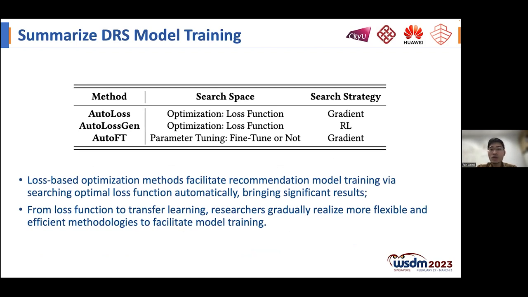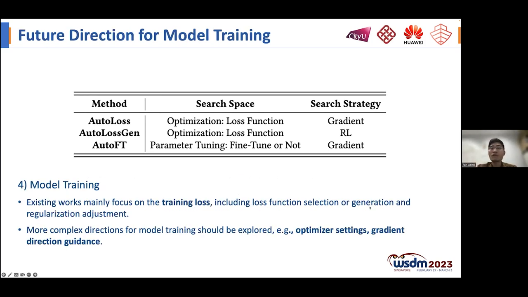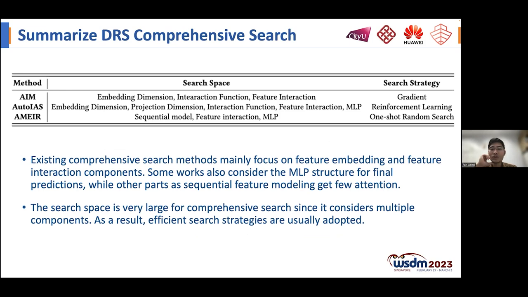Our next part is about model training in deep recommender systems. Loss function-based optimization methods facilitate model training by searching the optimal loss function automatically. It brings significant results. So from the loss function to transfer learning, researchers gradually realized more flexible and efficient methodology to facilitate model training. In the future, more complex directions for model training should be explored, such as the optimizer setting and the gradient direction guidance.